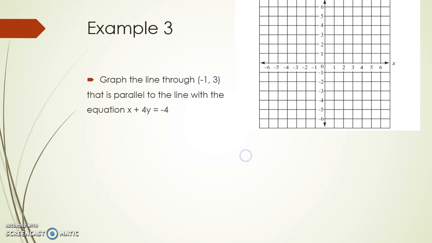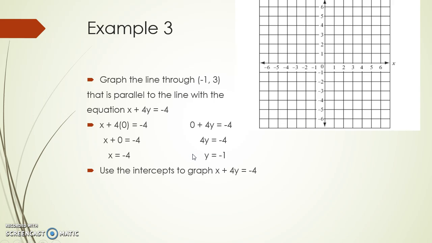Alright, so our third example, we're going to graph the line through -1, 3 that is parallel to the line with the equation x plus 4y equals -4. We're first going to plug in 0 for y on the left and 0 for x on the right, because we want to find our x-intercept and our y-intercept. When we solve for these, we get an x-intercept of -4 and a y-intercept of -1. This is where they cross the axis.